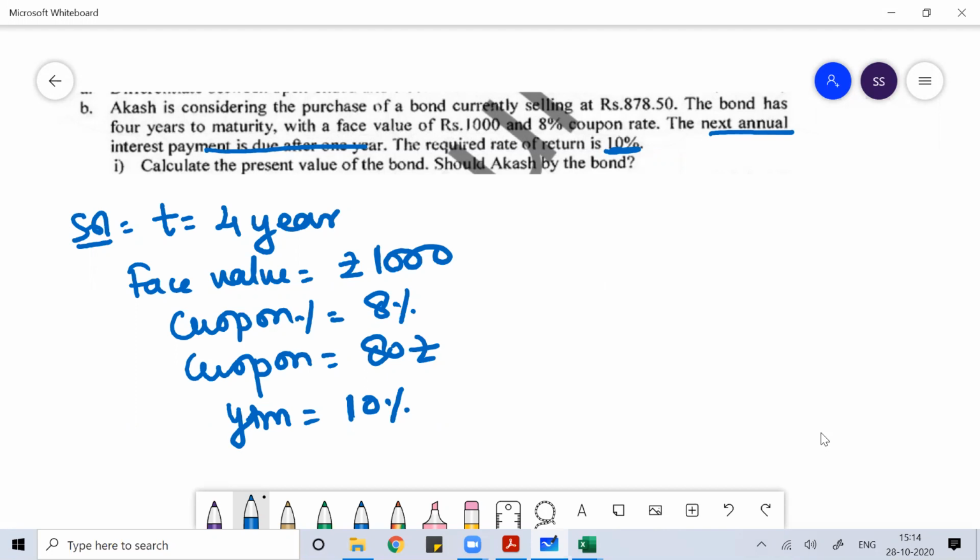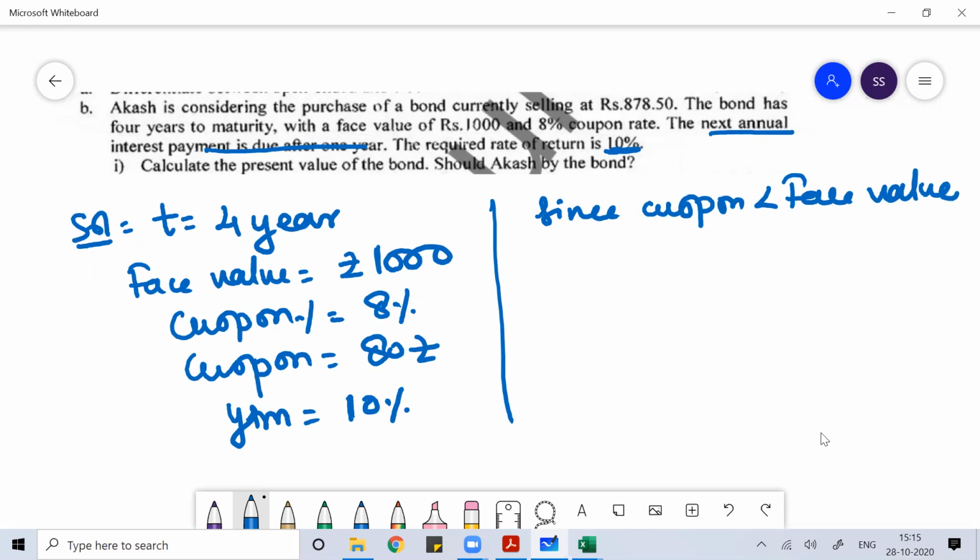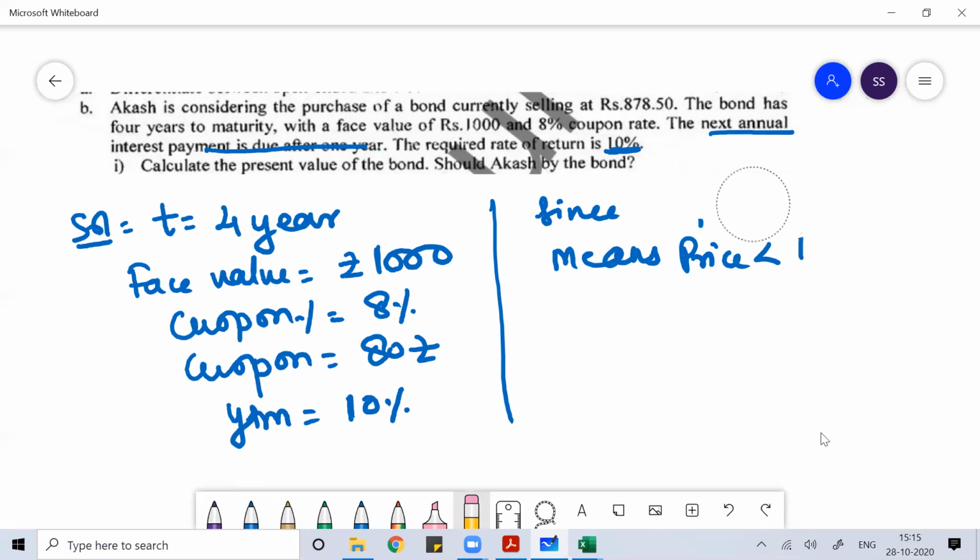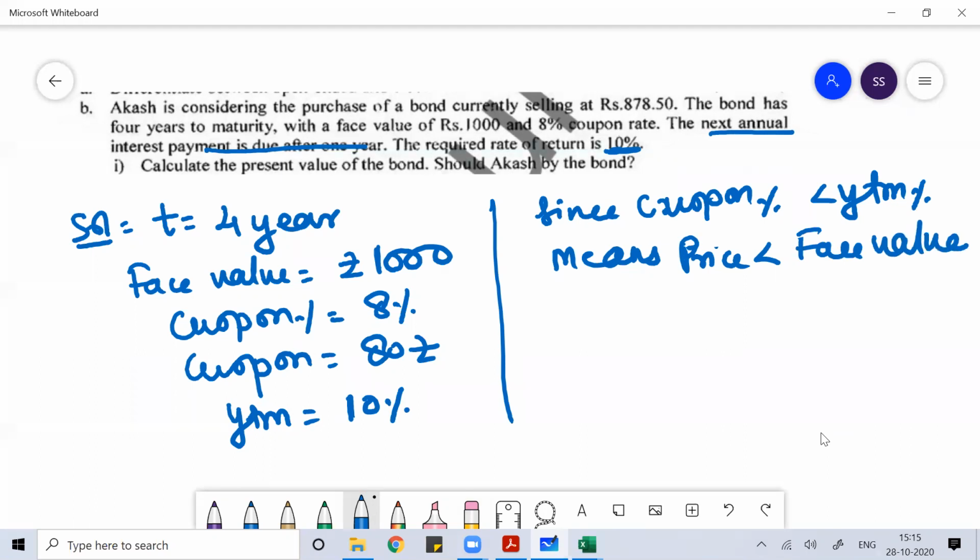So you can see that the coupon is less than the face value. That means the coupon is less than the YTM, since the coupon percentage is less than the YTM percentage, so the price of the bond will be less than the face value.